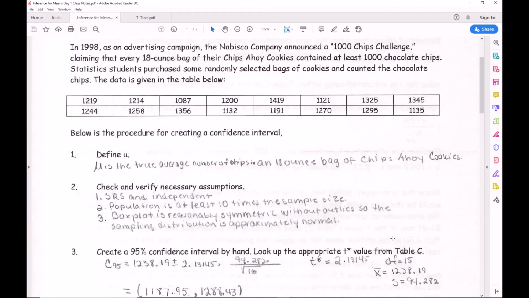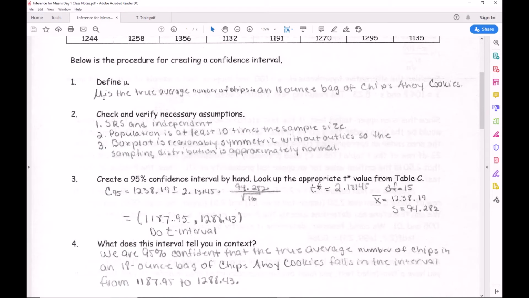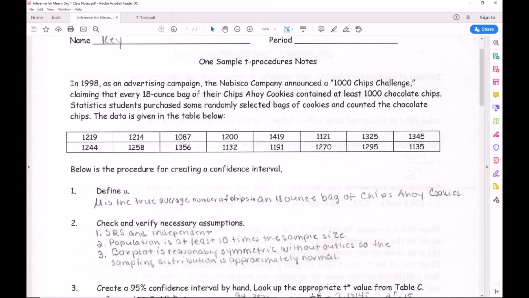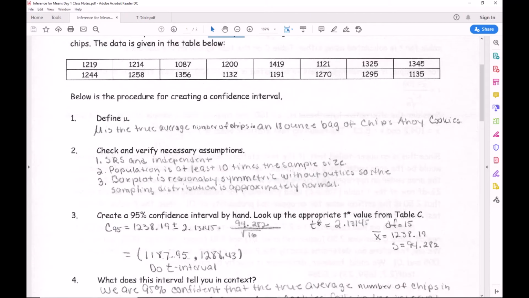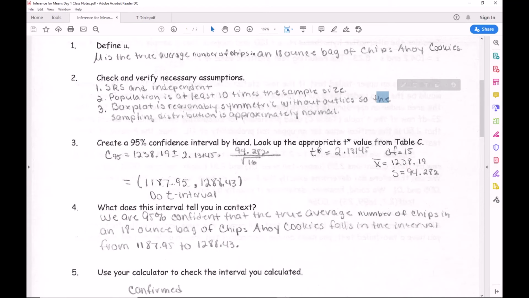So we'll start out by defining mu. Before it was defining p, but now it's mu. Mu is the true average number of chips in an 18-ounce bag of Chips Ahoy cookies. And then assumptions. They said that these were randomly selected. See the randomly? So that's a good thing: SRS and independent. But there's way more than 18 bags of Chips Ahoy cookies out there, so the population is at least 10 times the sample size. And we've got to check normality.